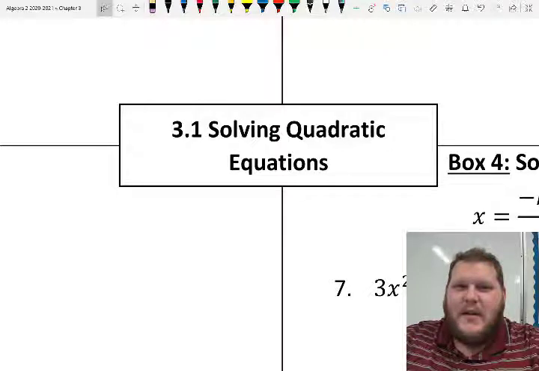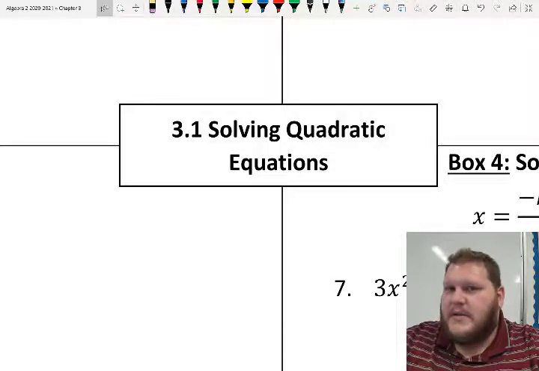Hey guys, today we are looking at 3.1, which is all about solving quadratic equations. This section should be entirely a review from Algebra 1. There aren't any new topics. It's just refreshing our memory on how we can solve quadratic equations.